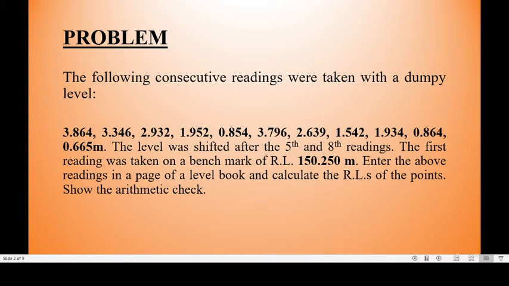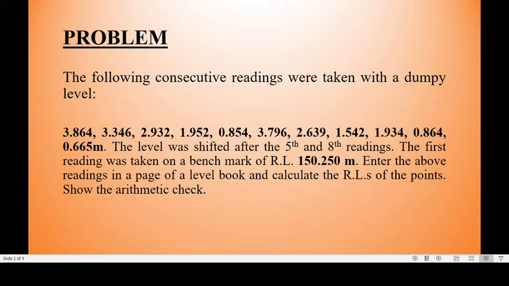Now the level was shifted after the 5th and 8th readings, and the first reading was taken on a benchmark of RL 150.250 meter. Now we need to enter these readings in a level book, and we need to find out the reduced levels of the points, and also we need to show the arithmetic check for the calculations.